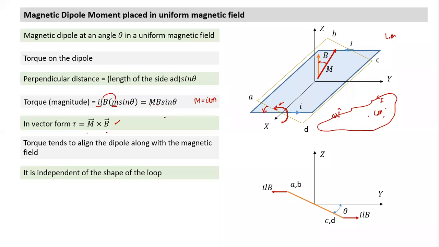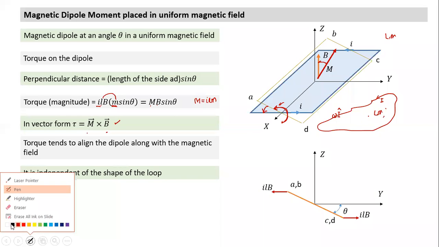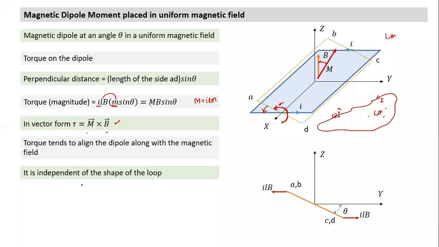Any more questions on this? Okay, in case of torque, let me go through the torque part a little bit more. Let's take an example of torque. If I use the right hand thumb rule, the Z axis is towards us, right?